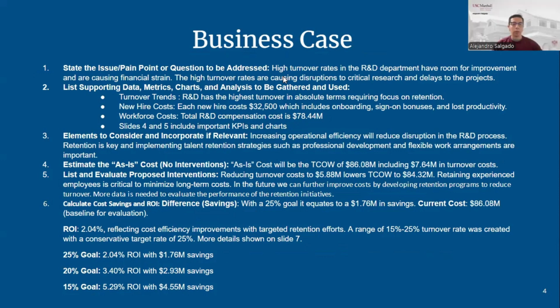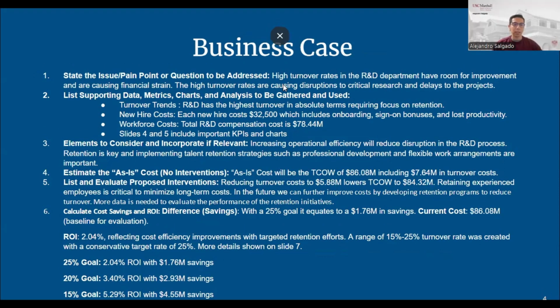Thank you. Now I'm going to talk about the business case and the high-level overview that we found. We identified six key elements that go into the business case. The first one, one of the most important, is stating the issue we're addressing for this business, and that's the high turnover rates.